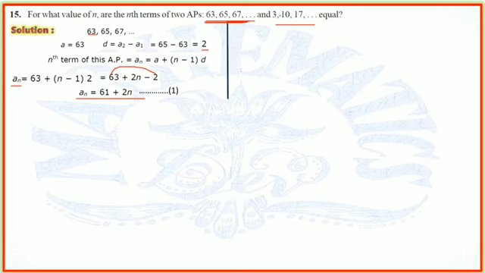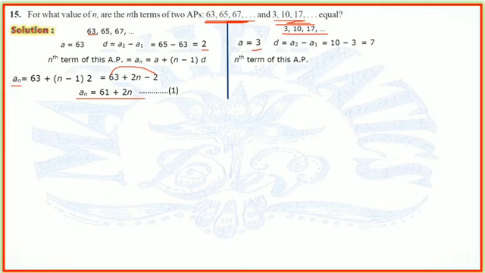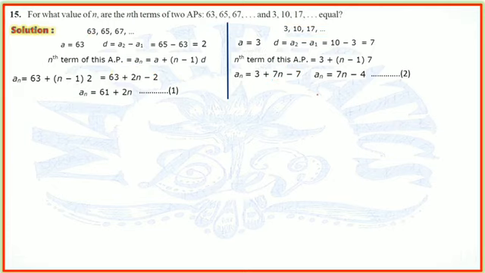Now we'll move towards the second AP: 3, 10, 17. a is equal to 3, d is equal to second minus first, that is 10 minus 3, which is equal to 7. Now the nth term of this AP, again the same formula, a plus n minus 1 into d, 3 plus n minus 1 into 7, so 3 plus 7n minus 7 is equal to 7n minus 4. Equation number 2.